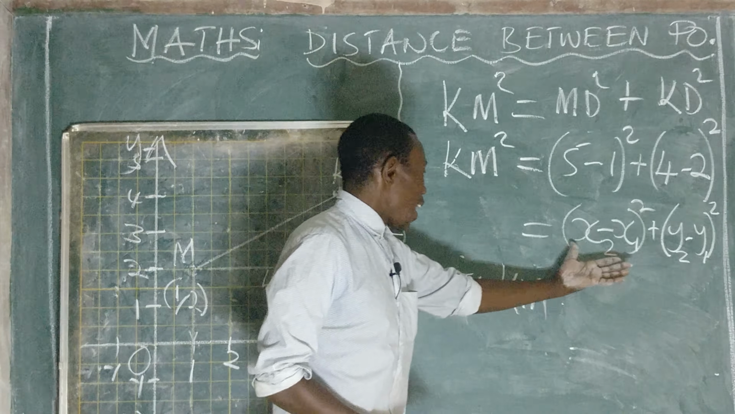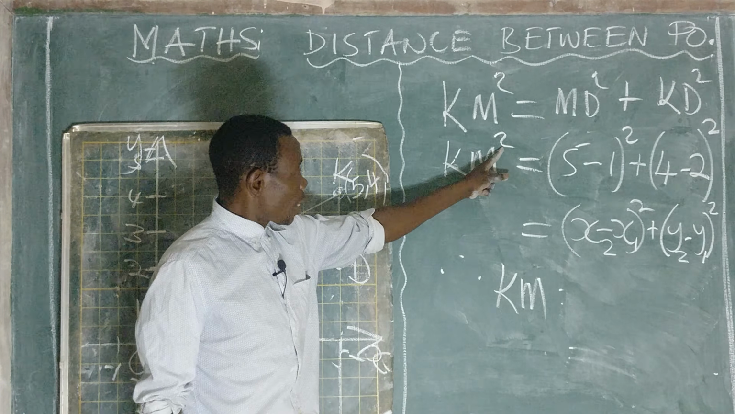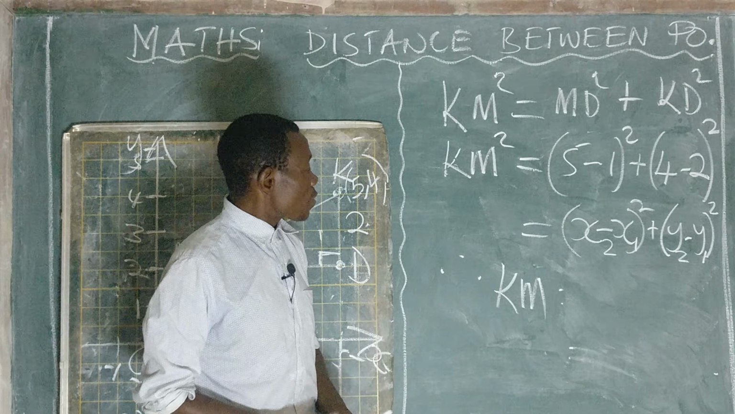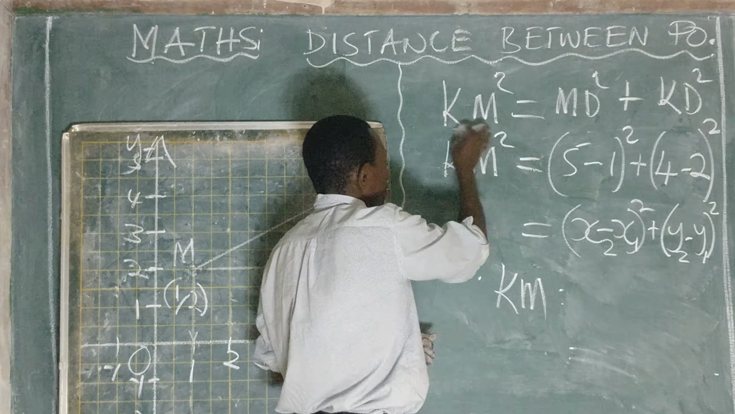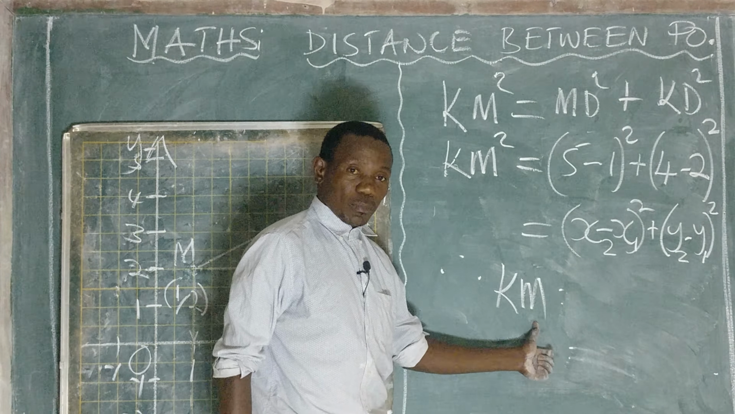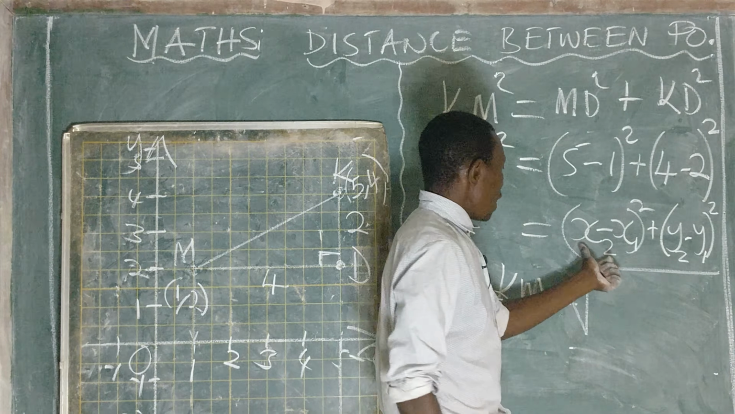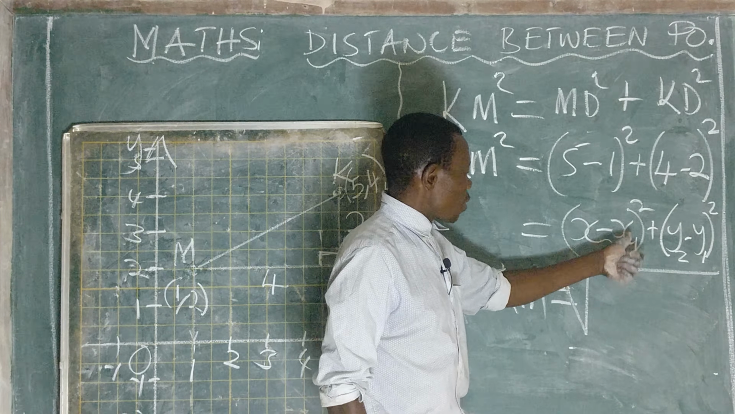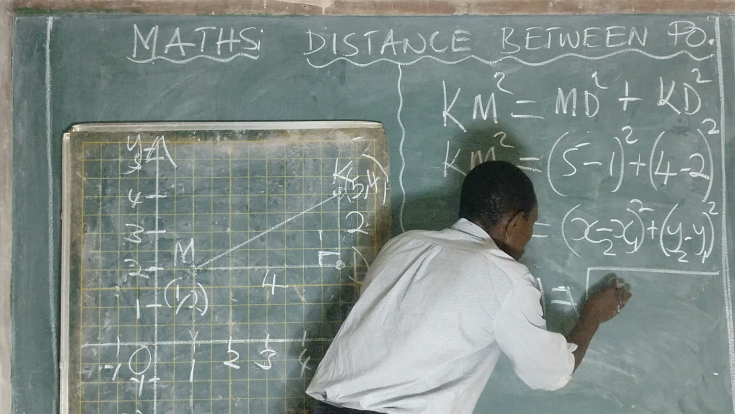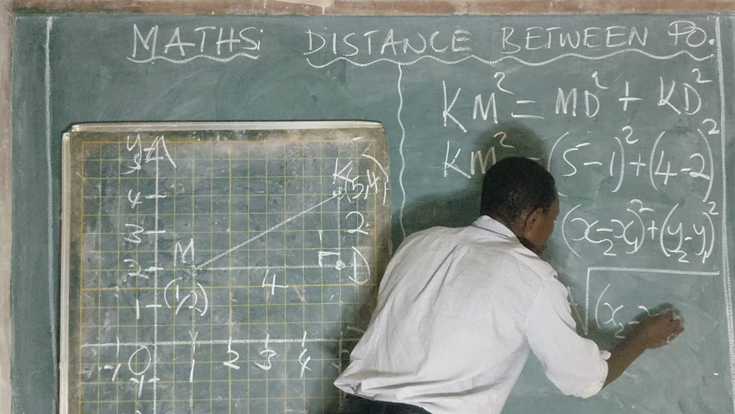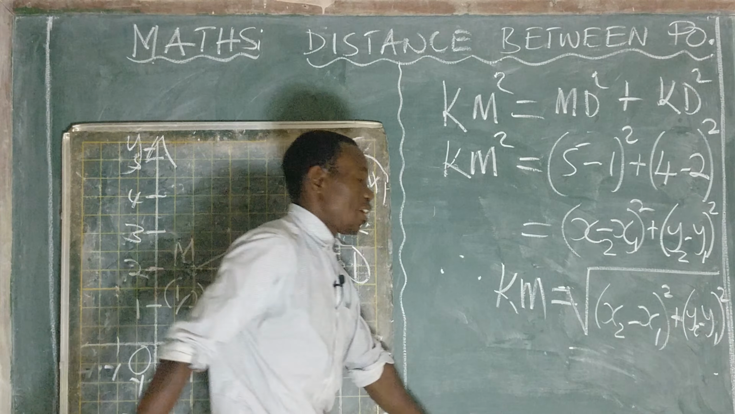So now, once this one is done, for you to come up with the value of km, you are removing the power 2. How do you remove the power 2? You take the square root on both sides. As you are taking the square root on this side here, you also need to take the square root on that side. So if I take the square root of km squared, it gives me km. On this side here, I will also need to do the same. I'll have to take the square root of x2 minus x1 squared plus y2 minus y1 squared, which gives me the square root of x2 minus x1 squared plus y2 minus y1 squared, as such.